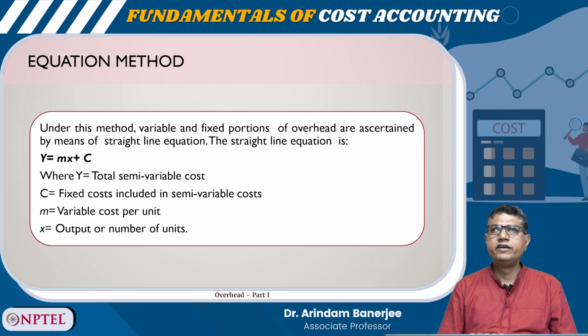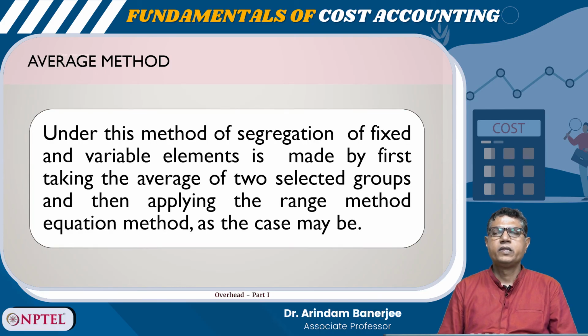We can also solve it using the equation method. Under this method, variable and fixed portions of overhead are ascertained by means of a straight line equation. The straight line equation is y = mx + c, where y is equal to total semi-variable cost, c is the fixed cost included in the semi-variable cost, m is the variable cost per unit, and x is the output or number of units.